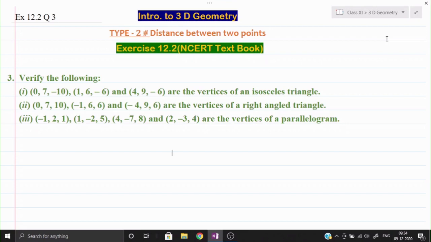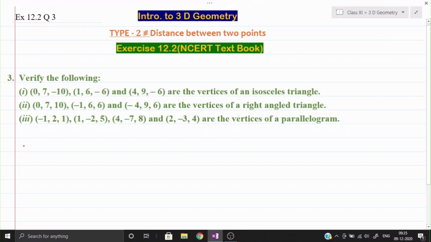We are doing the topic of distance formula in chapter number 12, Introduction to Three-Dimensional Geometry. See the first part, we have to prove that the given vertices are the vertices of an isosceles triangle. An isosceles triangle is that kind of triangle which has two sides equal. So here, if we are able to prove that two sides are equal, then we can say that the triangle is an isosceles triangle. So let us see part number 1.